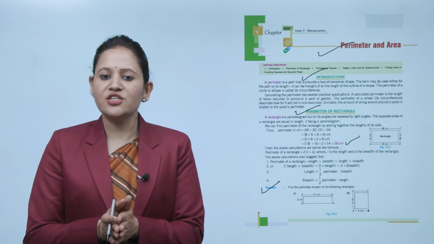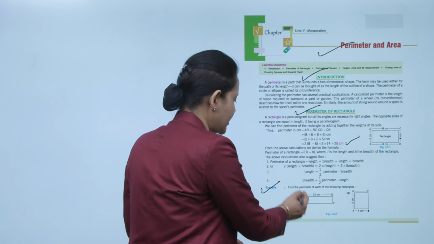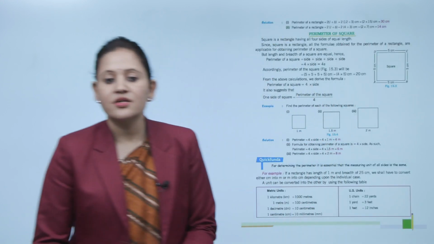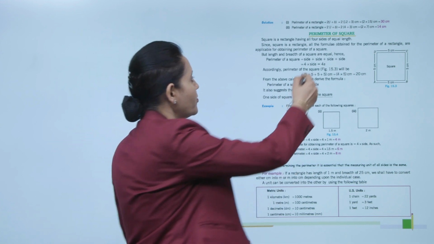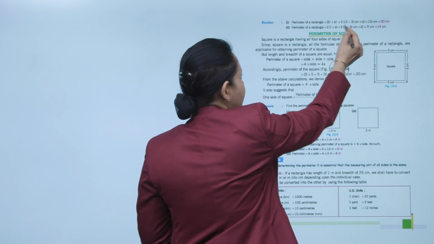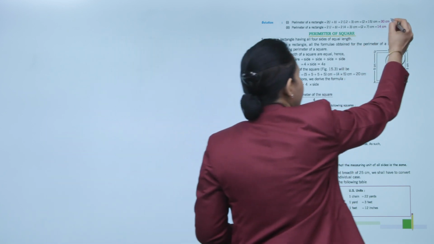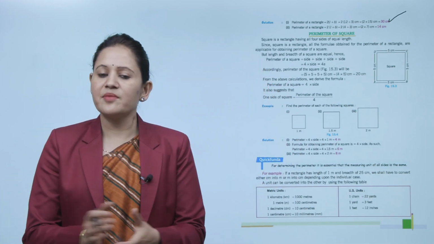Find the perimeter of each of the following rectangles. Here the length is given as 12 centimeters and the breadth is given as 3 centimeters. So perimeter will be 2(L plus B). So 2 into 12 plus 3, that is 15. 2 into 15, that is 30 centimeters. That is the perimeter of the given figure. Next is perimeter of square.